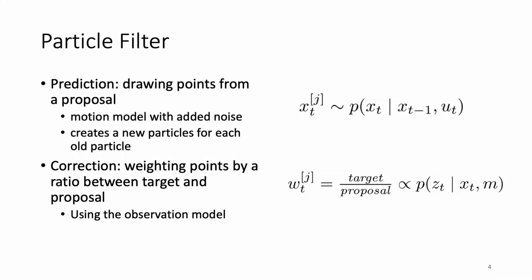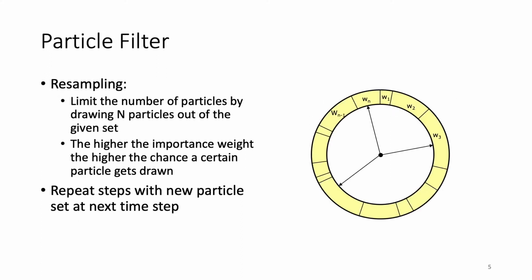The next step is the correction. This is the step where we actually look at our measurements. By doing this, we can weigh every point we have by a ratio between our target, so what we measured, and our proposal, what we had before. This is based on our observation model and gives us the opportunity to rank every point by how good its proposal actually is. Lastly, we come to the resampling step.